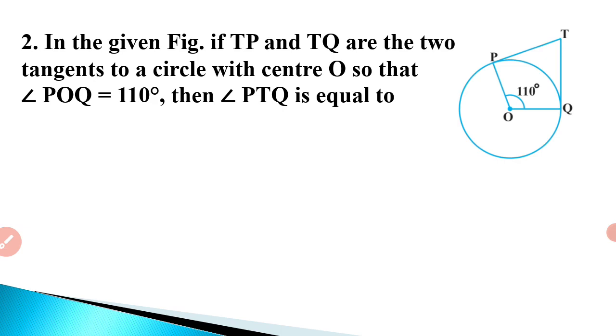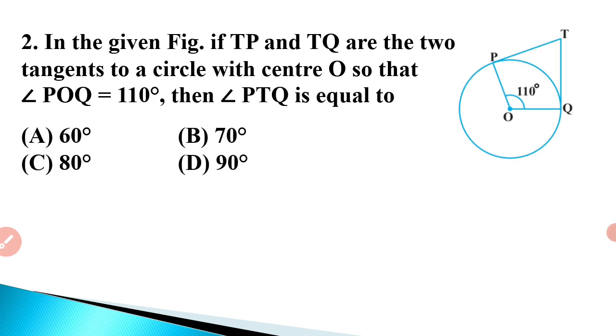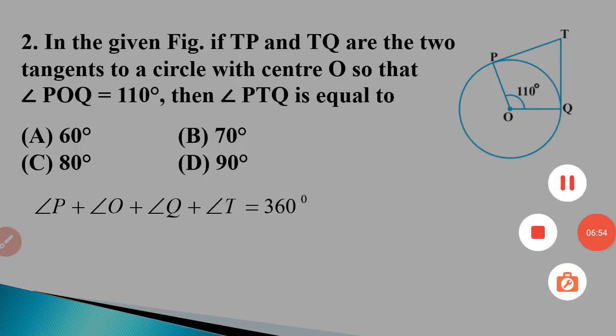Let me begin with the next question, question number 2. In the figure, TP and TQ are the two tangents to a circle with center O, such that angle POQ is equal to 110 degrees. Then angle PTQ is equal to, let me find PTQ. If I look at that figure, I get to know that PTQO is a quadrilateral. So I can use the angle sum property of a quadrilateral because angle O is given to be 110, and we already know that angles P and Q are 90 each, because the radius is perpendicular to the tangent at the point of contact.